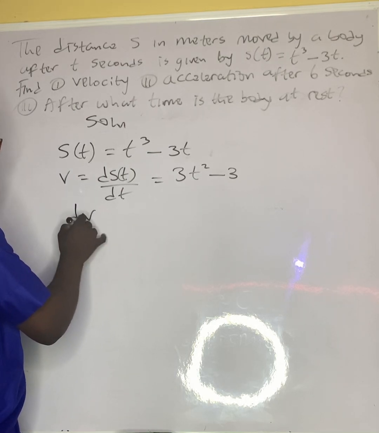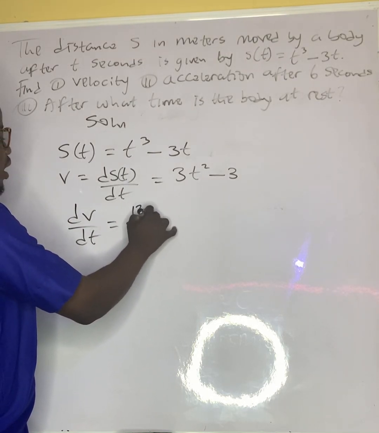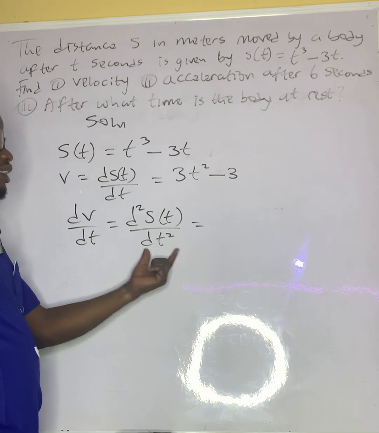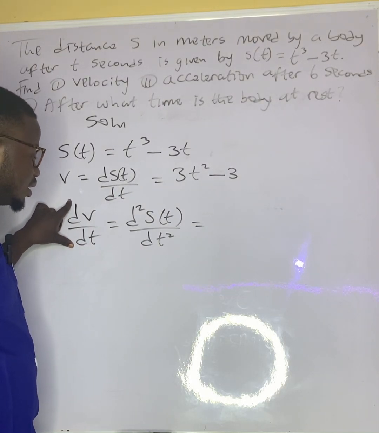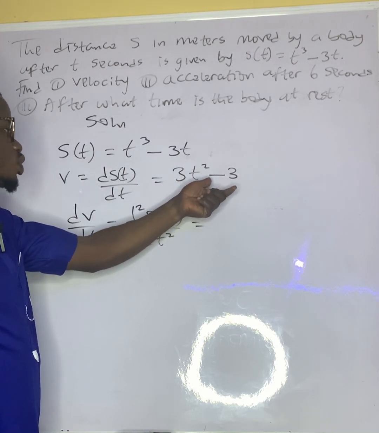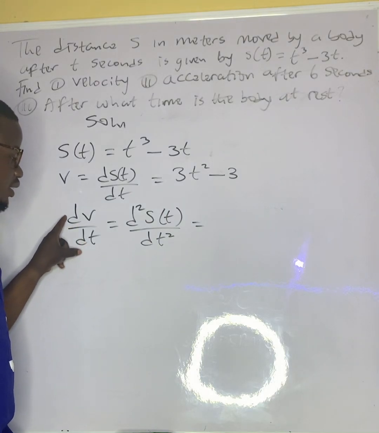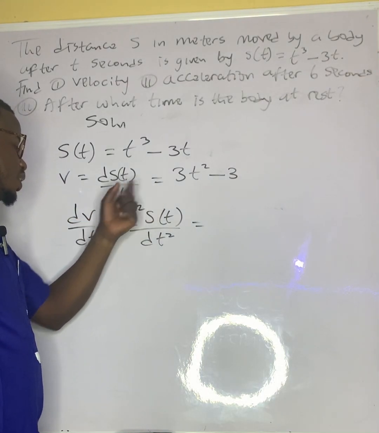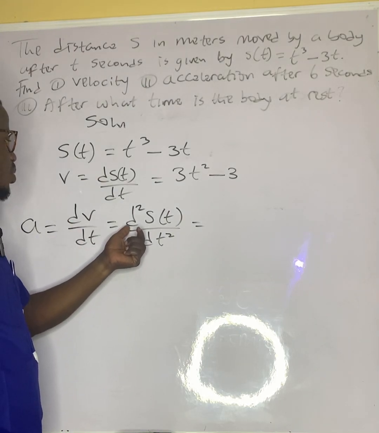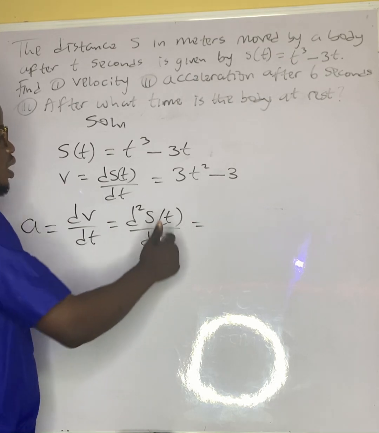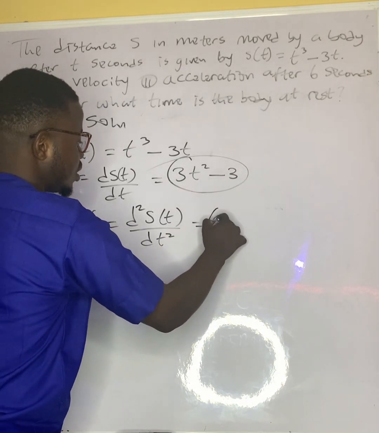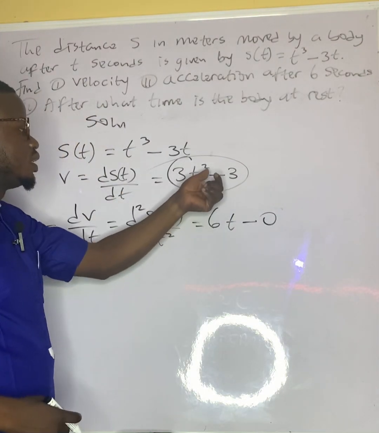So here we have dv over dt, same thing as d squared s of t over dt squared. So it's either we write it like this or like this. Since the value of velocity is 3t squared minus 3, we can differentiate it the second time to obtain the acceleration. So acceleration equals dv over dt equals d squared s over dt squared equals. Differentiating what we have here with respect to t, that will give us 6t minus 0.